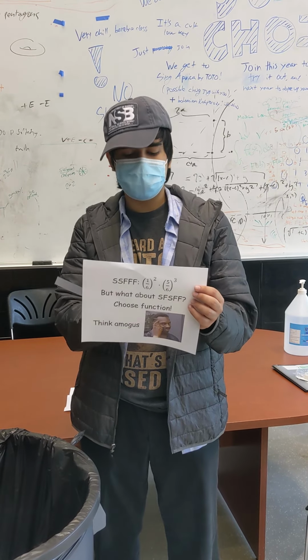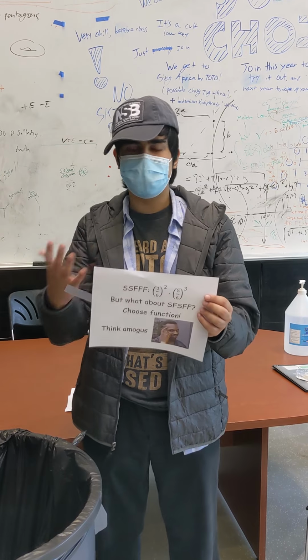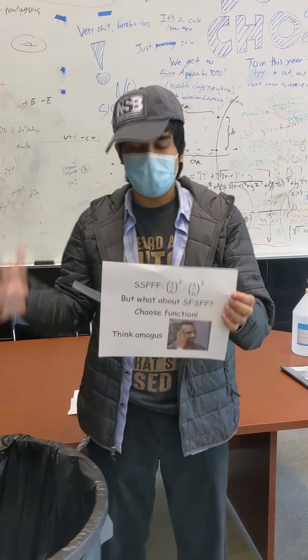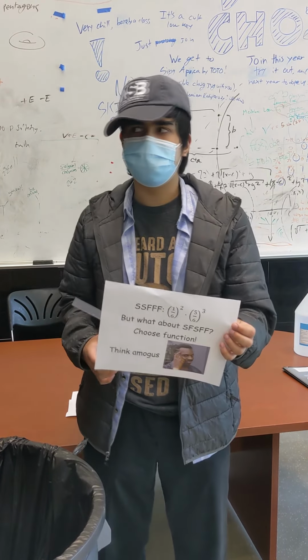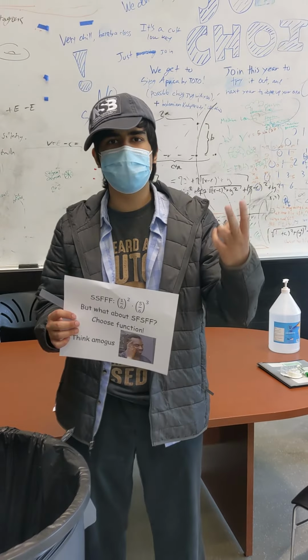But what about success, failure, failure? This would also have 2 successes out of 5 rolls, but how do we count that option as well? We need to count all the options, so to do this, we use the choose function. That's basically just saying if we have 5 objects, how can we choose 2 of them?